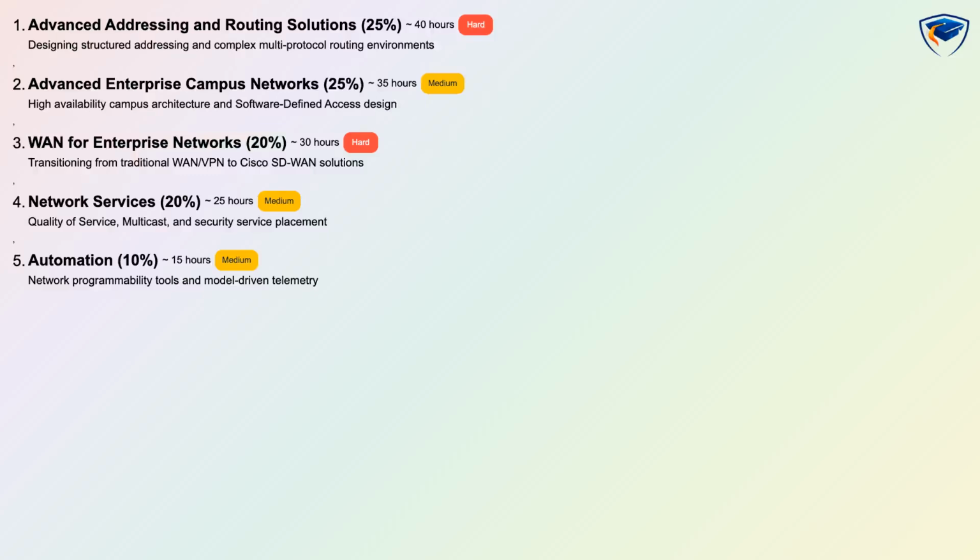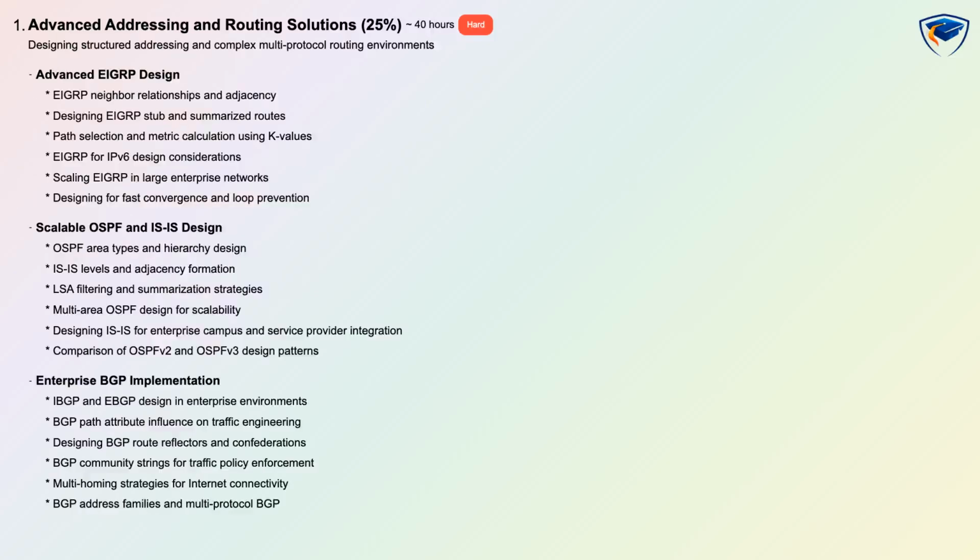for modern enterprise networks. Advanced Addressing and Routing Solutions carries 25% of the exam and focuses on designing structured addressing and complex multi-protocol routing environments. This domain is rated hard, requires about 40 hours of study, and is assessed with conceptual and scenario-based questions.